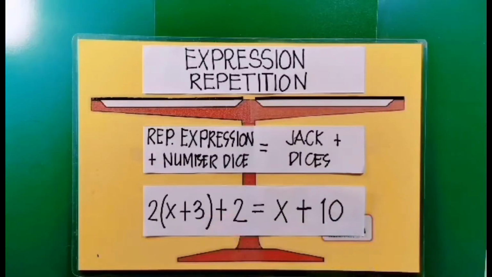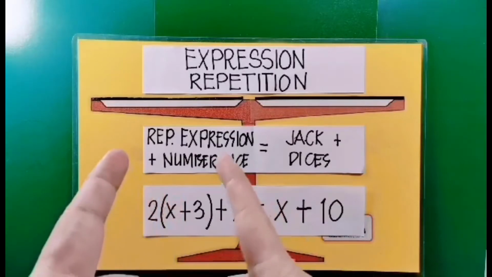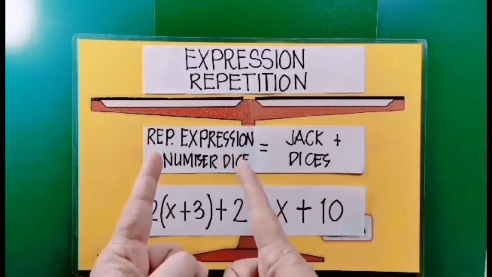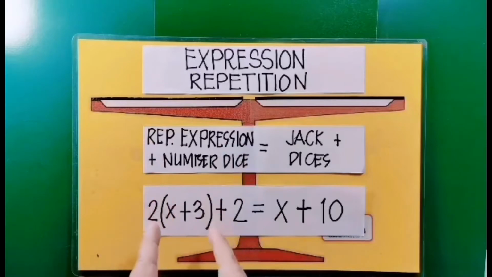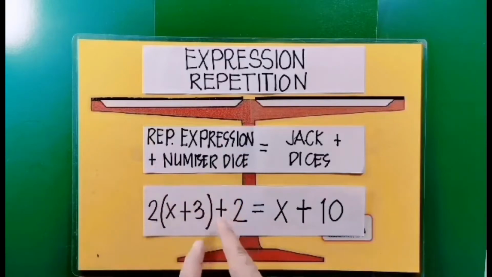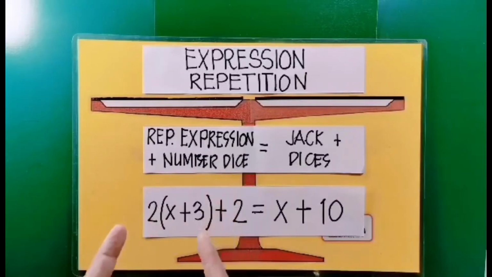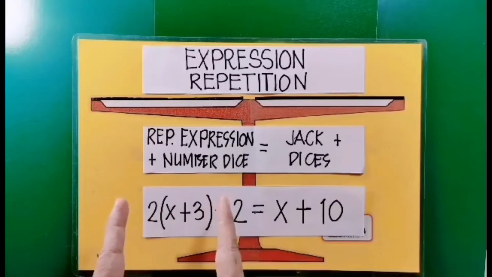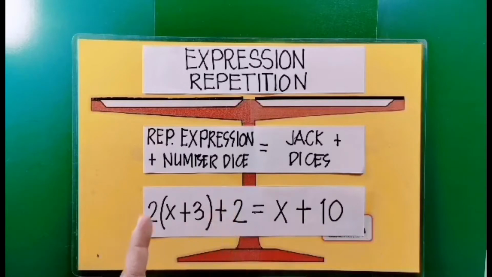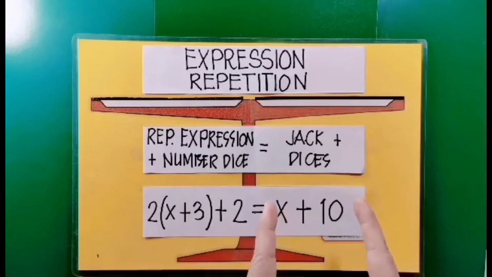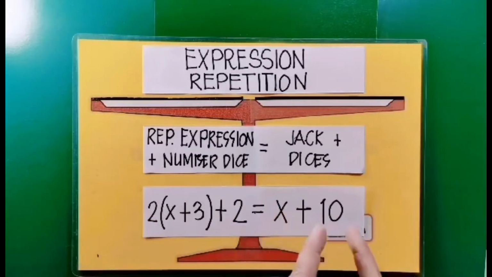Then the next level, which is the new lesson today, is expression repetition, which is this one in parentheses, plus number dice, plus another number dice. In the previous two lessons, our expression repetition had no extras. But on the other side, we still remain the same, with a jack or a dice, which is our lesson in the previous. Okay, I will now put up the three so you can see their difference, alright?